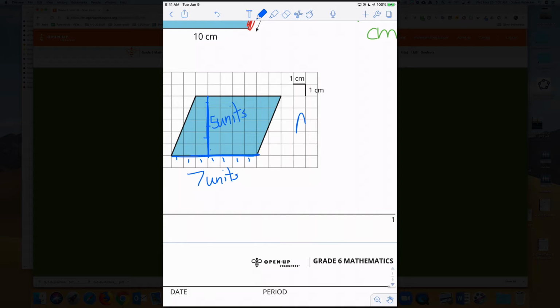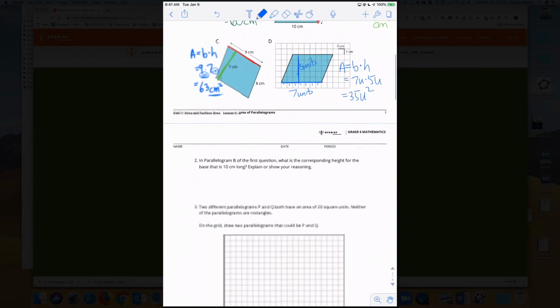So our area is base times height, which is 7 units times 5 units, which gives us 35 units squared as our area.